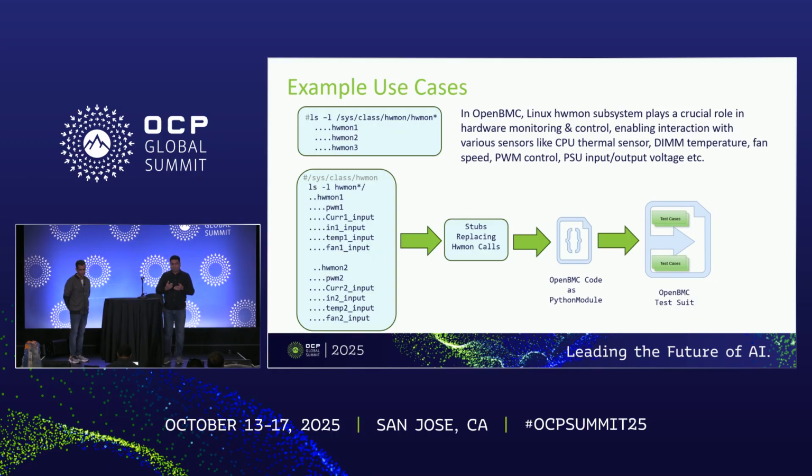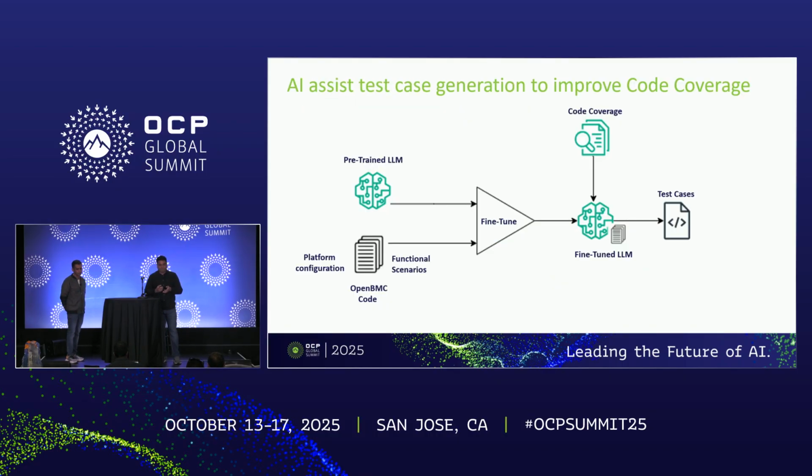So what we will do is take that hwmon call, replace it with stubs, write our own data structure, create an OpenBMC module, let's say a sensor module, write test cases, and then create a suite. And finally, we'll have the functional test cases, like sensors depending on something. So that's how we can have further implementation. Now Arun will talk further about AI assistance in test case generation.